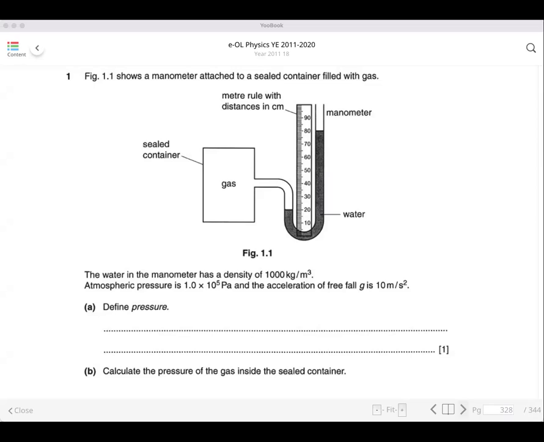Okay, Oscar is doing A. Let's skip A. Can you all do B? Pressure is the force exerted per unit area. So that's how you do number A.